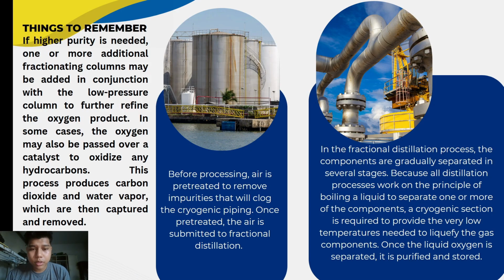Before processing, air is pre-treated to remove impurities that will clog the cryogenic piping. Once pre-treated, the air is submitted to fractional distillation. In the fractional distillation process, the components are gradually separated in several stages because all distillation processes work on the principle of boiling a liquid to separate one or more of the components. A cryogenic section is required to provide the very low temperatures needed to liquefy the gas components. Once the liquid oxygen is separated, it is purified and stored.